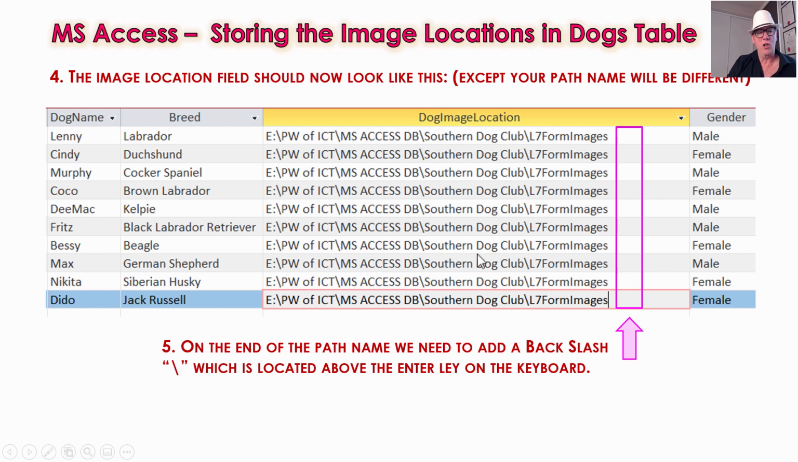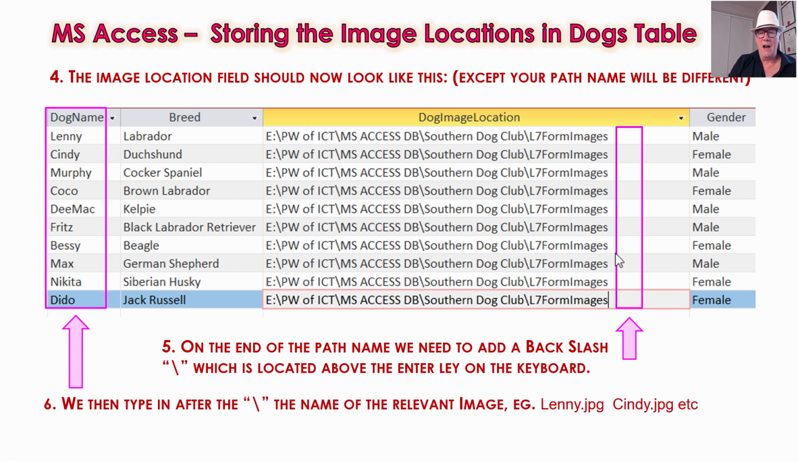And the next step is that you add a backslash onto the end of here. So in here now we need to put a backslash, and then we're almost there. Okay, and then after that we put the name of the dog and .jpg. So to finish this one off and have a path name to where the picture is for Lenny the Labrador, we have to put a backslash in, then we type Lenny.jpg. And for Cindy here, we put a backslash in there, type it, and then put Cindy.jpg in there, all right?